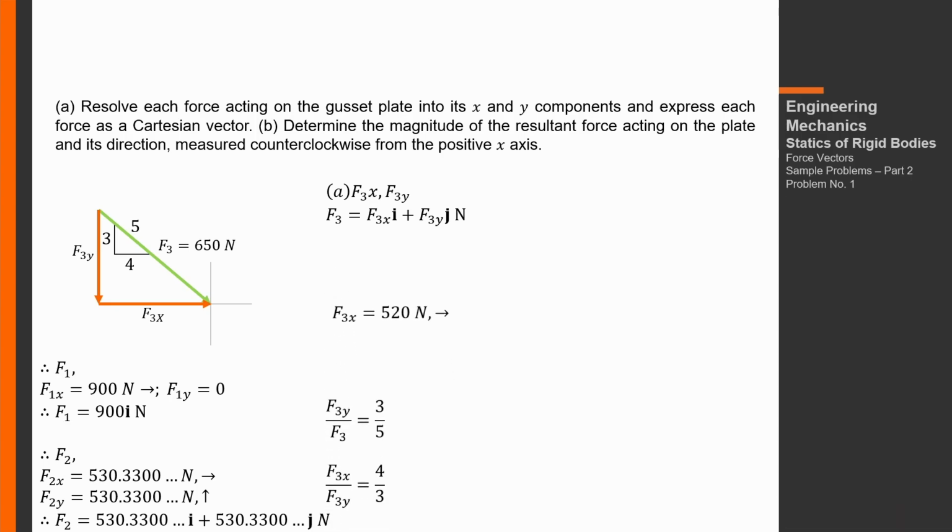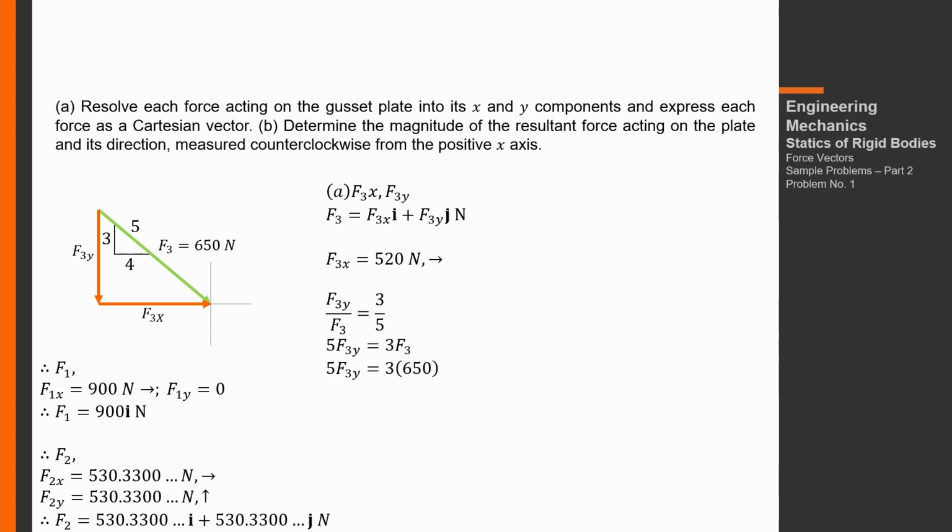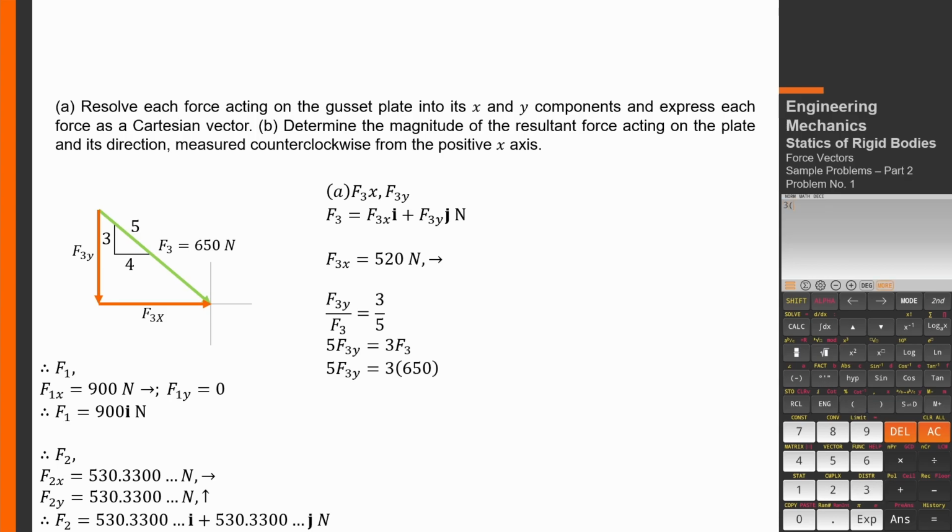Tapos, para naman dun sa y component. So, multiply both sides sa 5 tsaka sa F3. Substitute yung 650 as F3. So, therefore, 3 times 650 over 5 is equal to 390. So, therefore, y component ay 390 downward yung force.